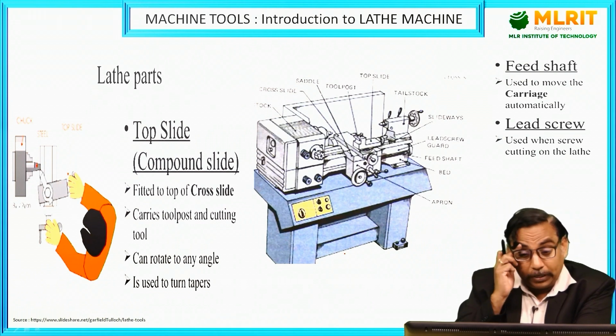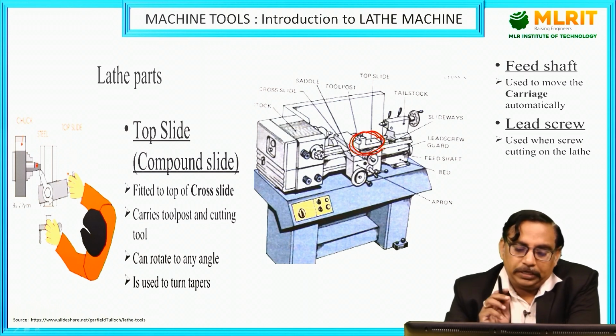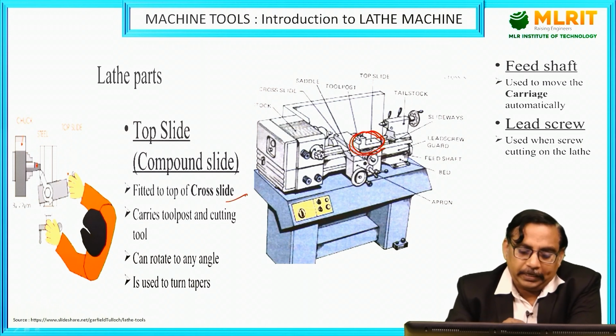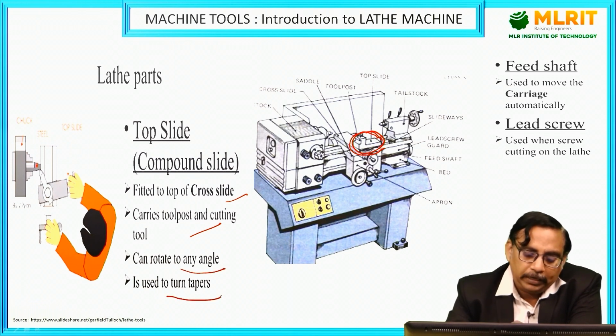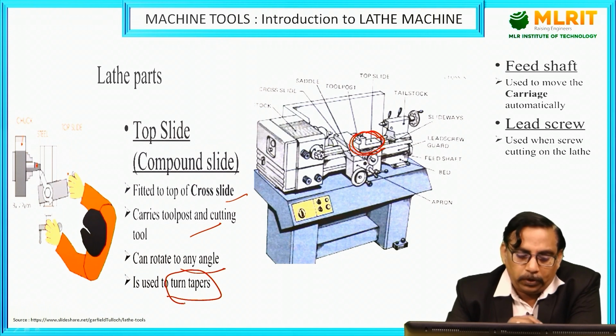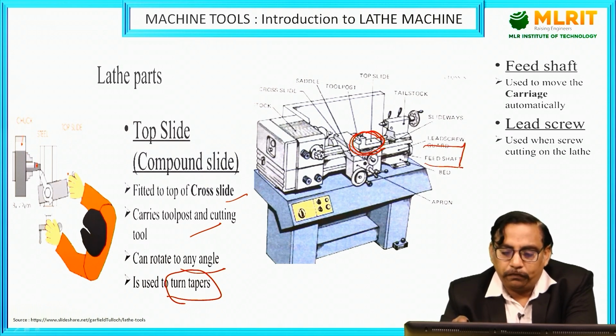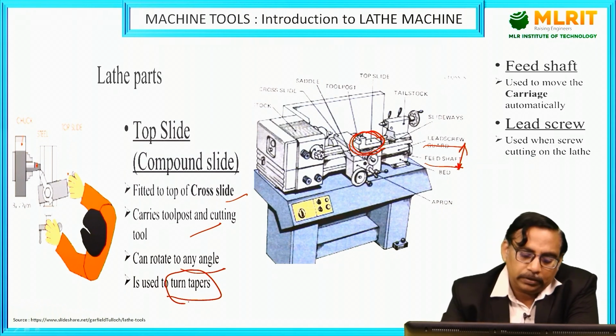So top slide we will be calling this one, top slide. This is also called the compound slide. It is fitted on top of the cross slide, carries the tool post and cutting tool, and can rotate to any angle. It is mainly used for turning tapers only. So in this, the main thing is that we will be using the feed shaft and also a lead screw. These two, feed shaft and lead screw, will be mainly utilized for turning tapers.